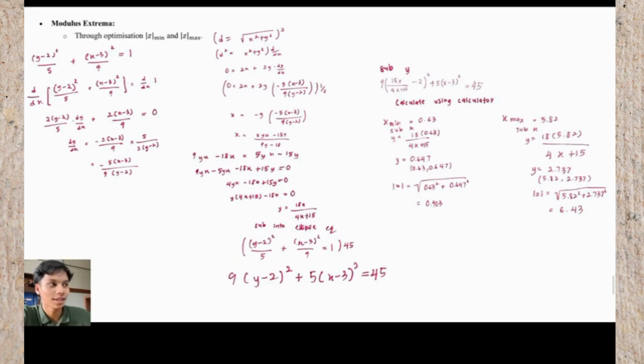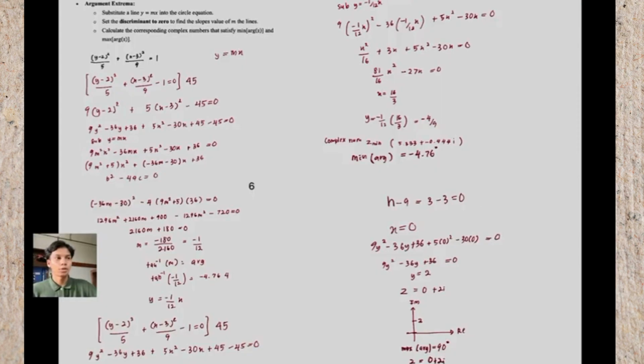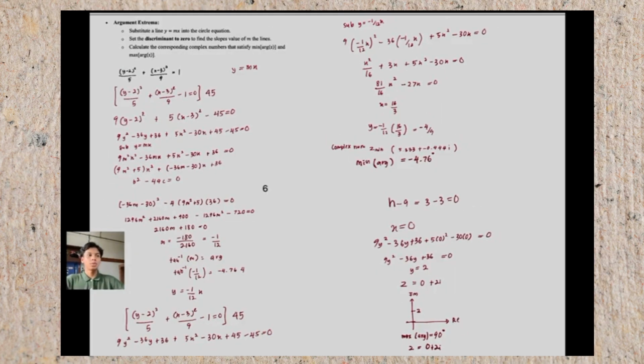Then for the x max, I get 5.82. Then I find y equal to 2.737 and the modulus z equal to 6.43. For the argument extrema, I substitute y equal to mx into the ellipse equation. Then I let the discriminant equal to 0.